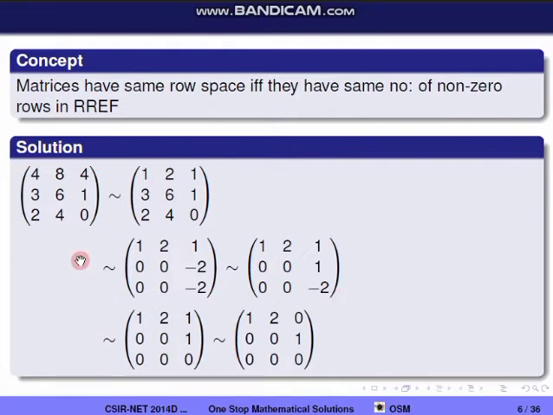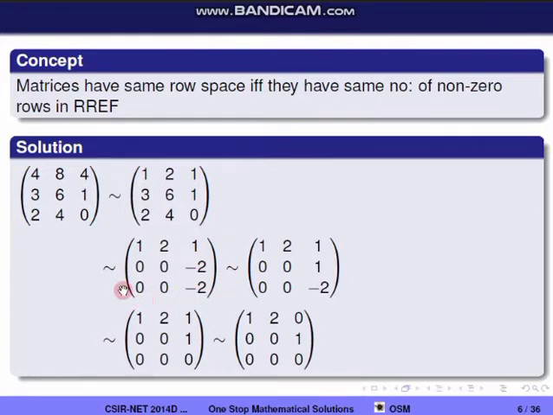We will consider this matrix 4, 8, 4, 3, 6, 1, 2, 4, 0. First I am doing R1 implies R1 by 4. So this implies 1, 2, 1, 3, 6, 1, 2, 4, 0. Now I am applying R2 implies R2 minus 3 R1 and R3 implies R3 minus 2 R1. So this is similar to 1, 2, 1, 0, 0, minus 2, 0, 0, minus 2.